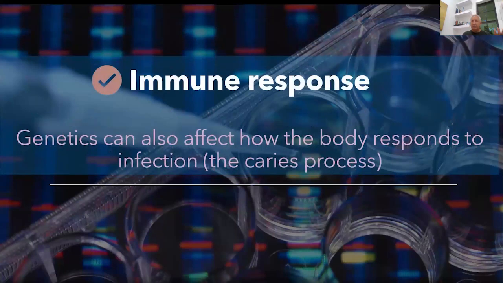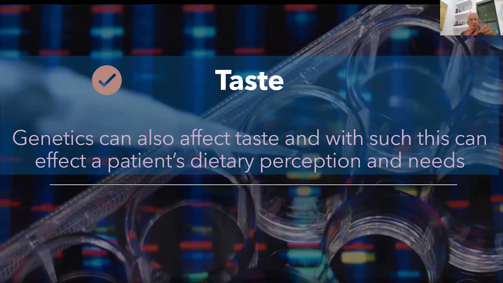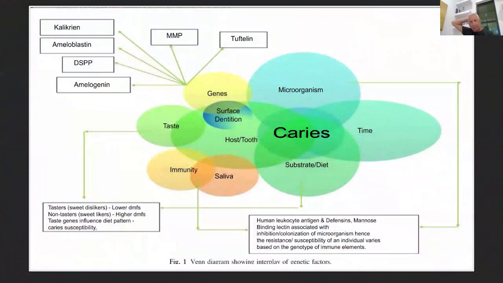And the immune response, because caries is an infectious disease. And lastly, taste. Genetics has a very important role in taste. So if someone has altered taste and they can't taste sugar or sweets or sour, they're going to want to consume more of that, and that can make them more caries prone. All of these things are genetically involved. So I'm going to show you this, I think, amazing diagram.